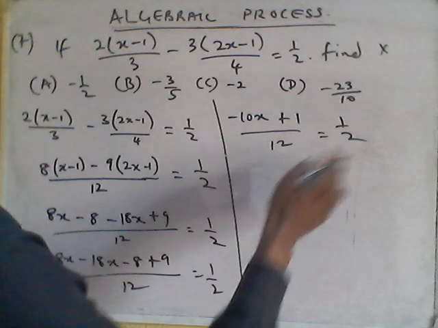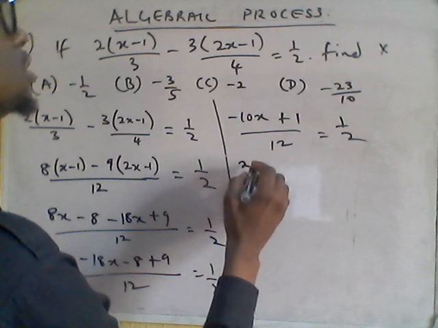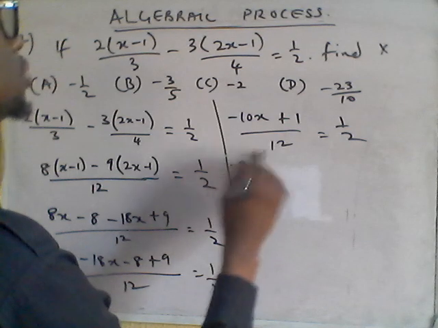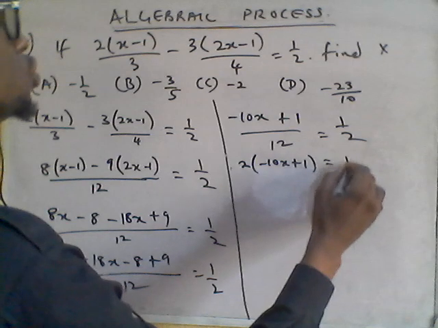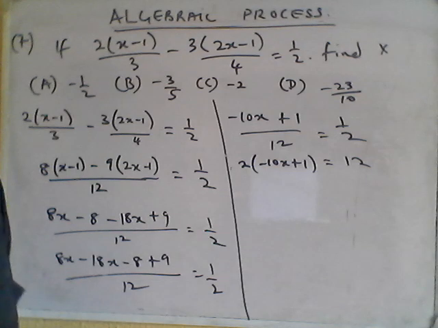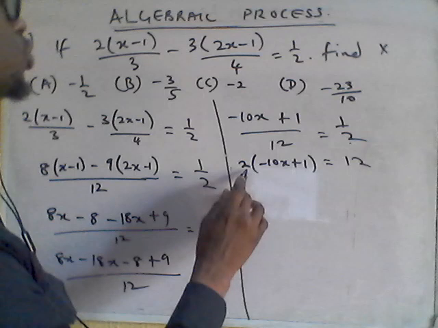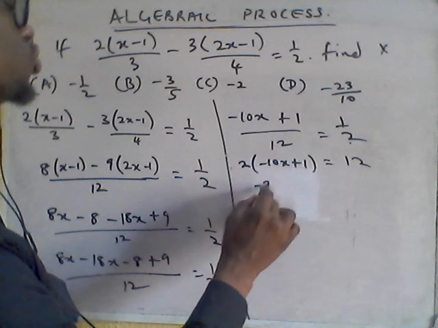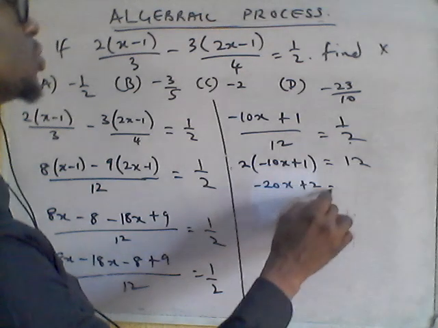So I can cross multiply. So 2 can multiply the numerator here. 2 outside into minus 10x plus 1 is equals to 12. Okay, so at this point, I'll multiply this by 2, and this by 1. So 2 times minus 10x is minus 20x. 2 times 1 is 2, is equals to 12.